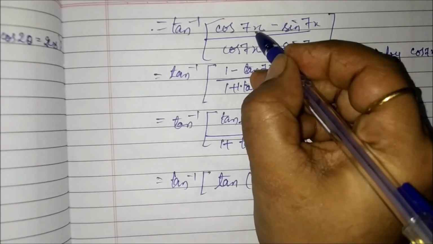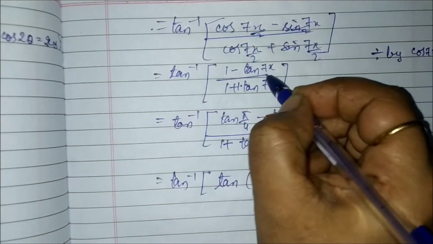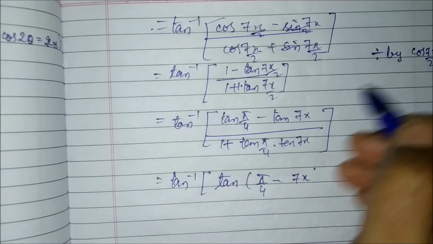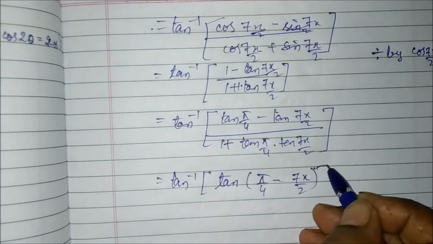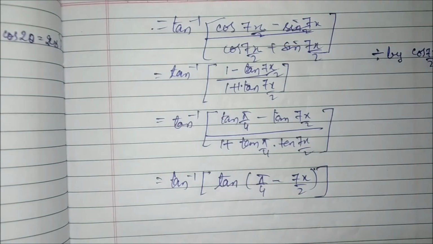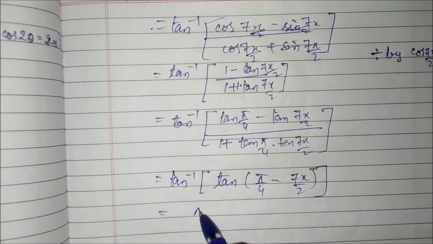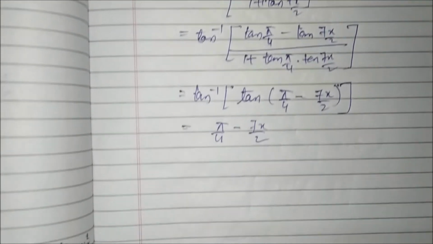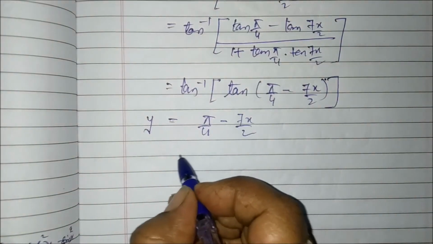There is a little mistake here. Here we are having 7x by 2 in all the terms. Now this tan inverse and tan will be dissolved. We get pi by 4 minus 7x by 2. Now this is the function. So y equals pi by 4 minus 7x by 2.